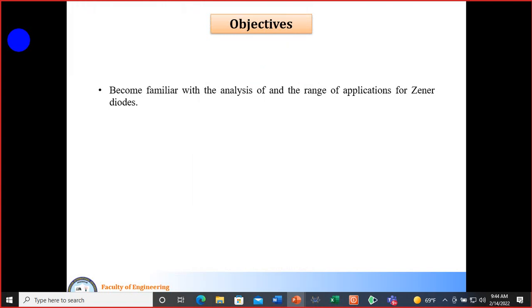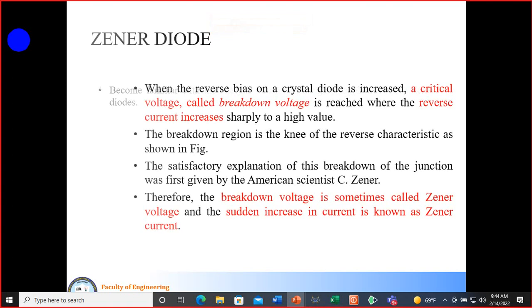So today we are going to cover the topic zener diode and these objectives. Become familiar with the analysis of and the range of applications for zener diode. So what is zener diode?